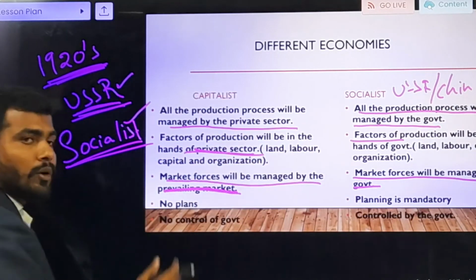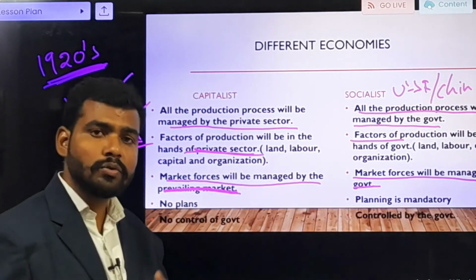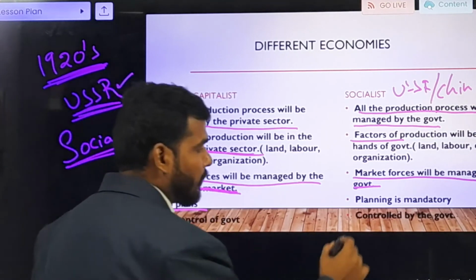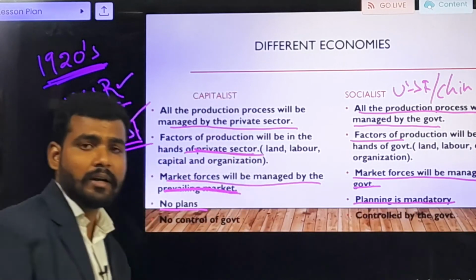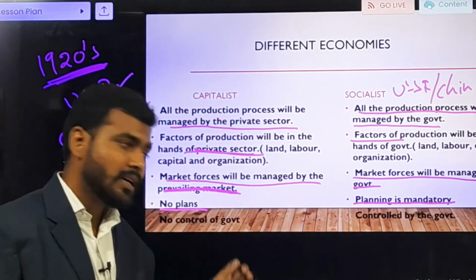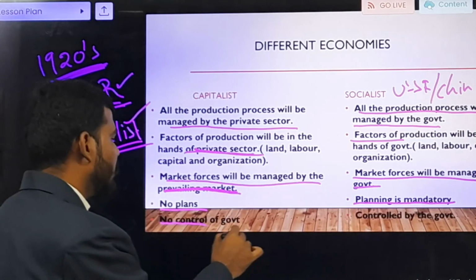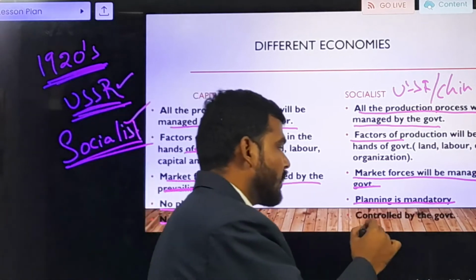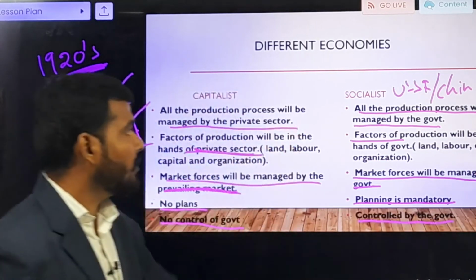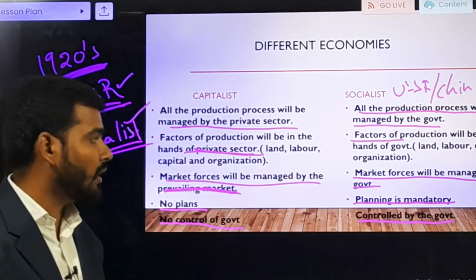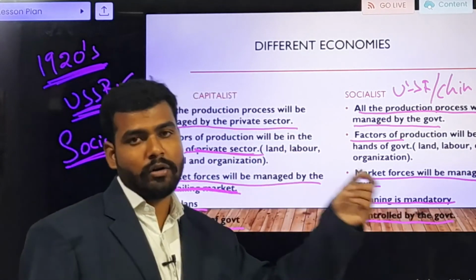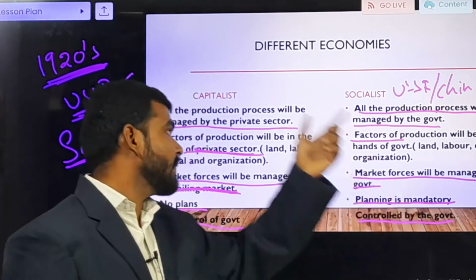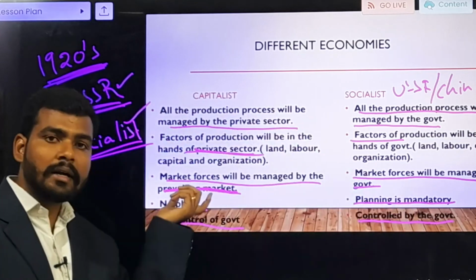See, there are no plans, there is no planning commission, there is no planning system when it comes to capitalist economies. But when it comes to socialist economies, planning is mandatory. So government will not control anything in capitalism, market will do its work. But when it comes to socialist, it is controlled by government. So the socialist economy is also called as controlled and planned economy. సోషలిస్ట్ ఎకానమీ అంటే కంట్రోల్డ్ అండ్ ప్లాన్డ్ ఎకానమీ అంటాం. When it comes to capitalist, uncontrolled and unplanned economy.